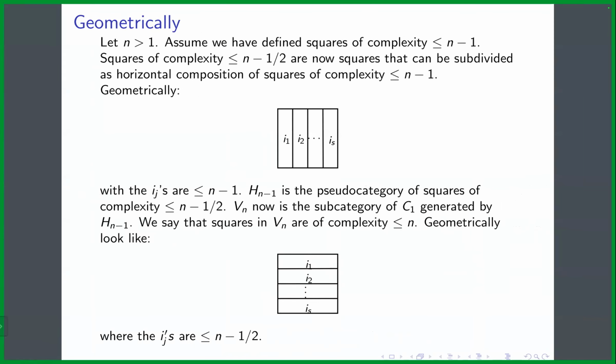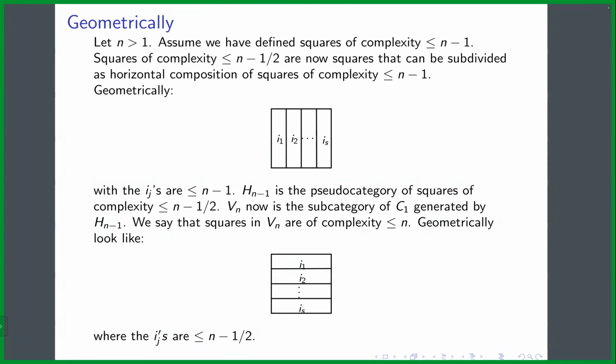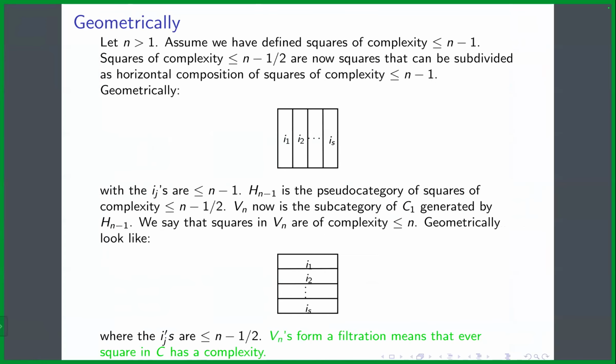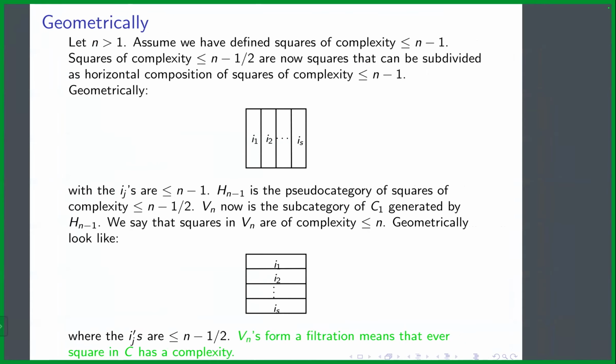Now we can define V_n as the subcategory of the category of squares of C, of squares that can be subdivided like this, where the i_j's are less than or equal to n minus 1/2, or just as the subcategory of the category of squares of C generated by squares as above. So these V_n's form a filtration. The fact that the V_n's form a filtration just means that every square in C has some complexity.